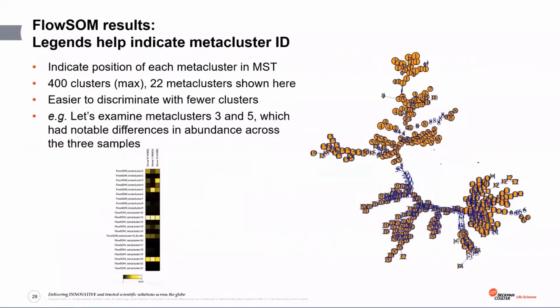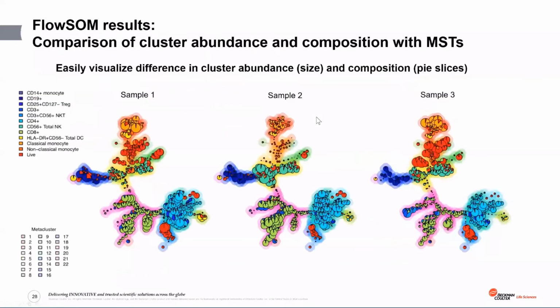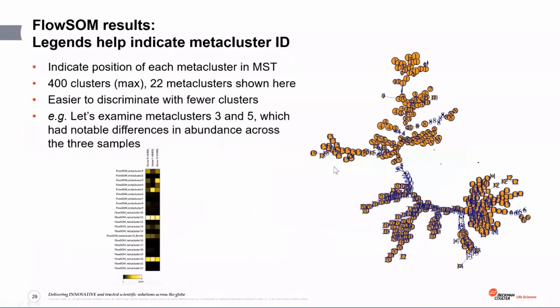Quantitatively, we can go back and take a look at the metacluster or cluster abundance files that we exported as well. In this example, I chose my 22 metacluster result, and there's a lot of overlap. It can be kind of hard to identify exactly which metacluster corresponds to which section of the tree. So the results also come with a legend file that shows you the position of every metacluster on your minimum spanning tree. You can refer back to here and identify which metacluster you're looking at.